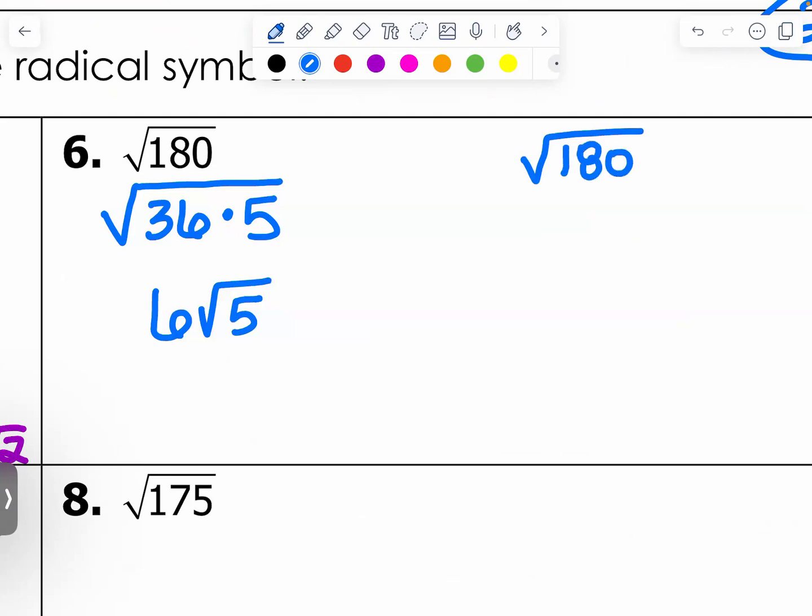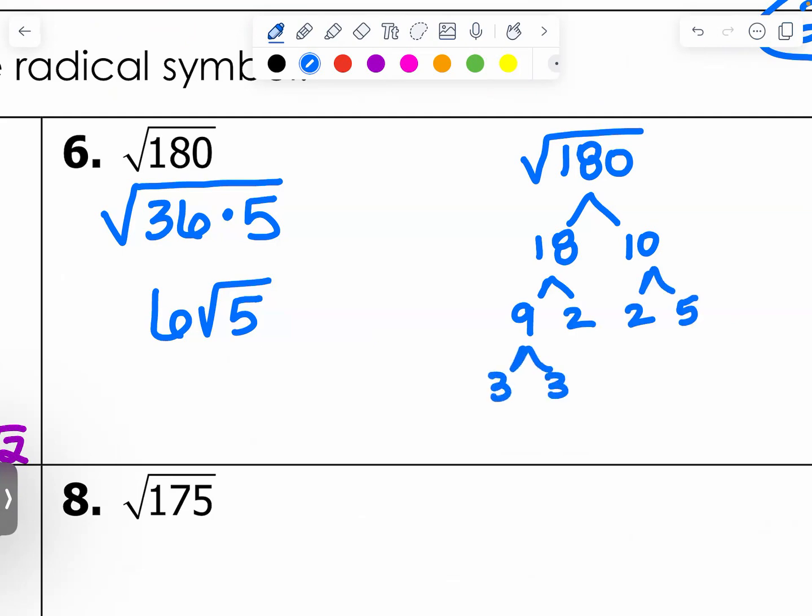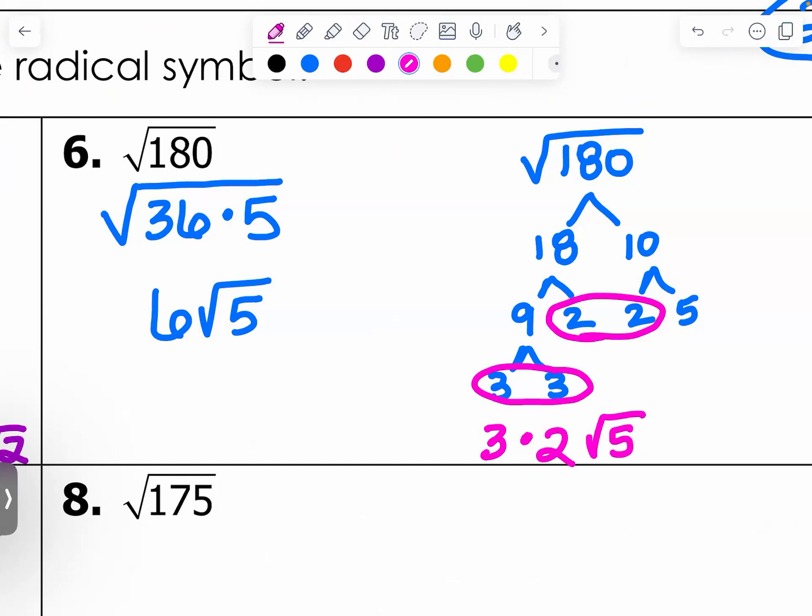So maybe you didn't love that. So this is your second option. You take 180, and it's pretty obvious, like Kyron said, hey, this is 18 times 10. Okay, well, 18 is 9 times 2, and 10 is 2 times 5, and 9 is 3 times 3. So 3 squared comes out of the square root as 3. Oh, here's 2 squared, comes out of the square root as 2. And 5 is still under the radical, so we have 6 radical 5.